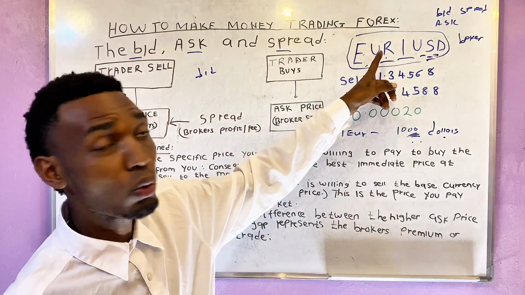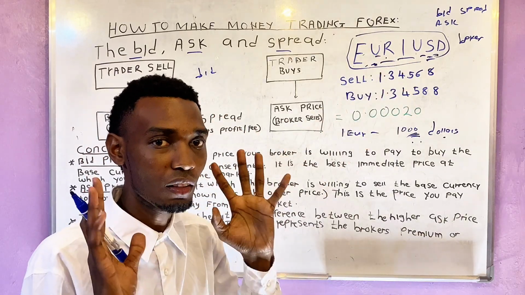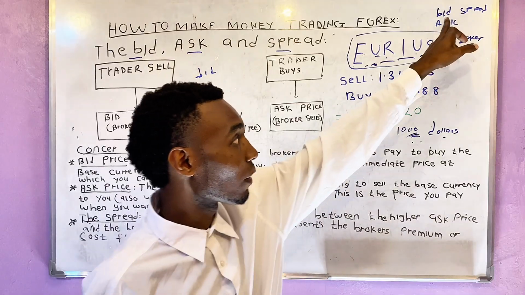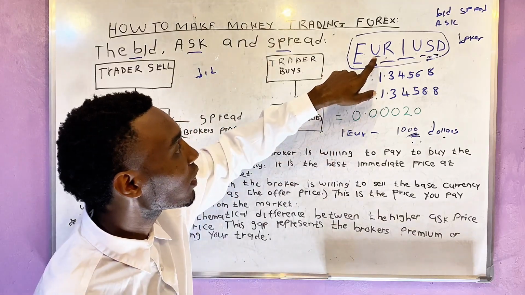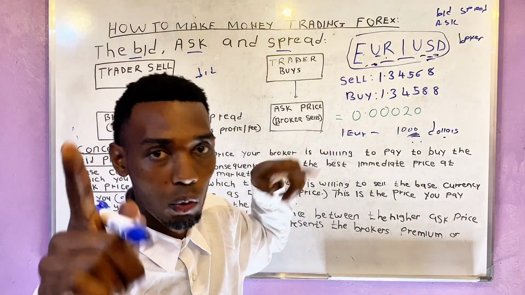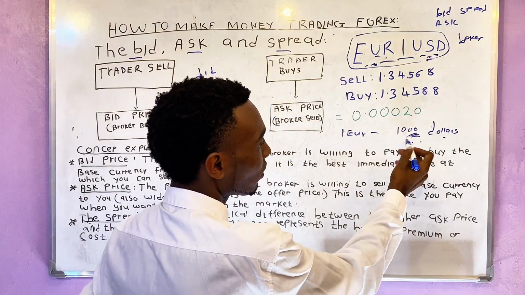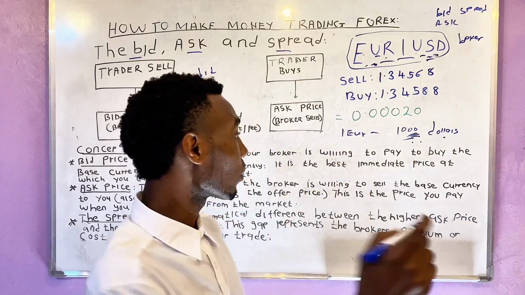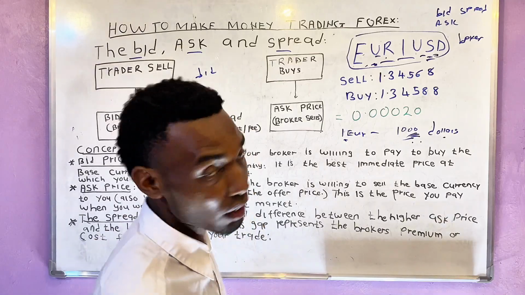No, you're not buying this time. I want you to get the difference of ask and bid. As we have said, the bid itself is when you are buying this euro from a broker. So the broker is going to sell you at this price, $1,000. That is 1 euro, $1,000. That is how the broker sells.